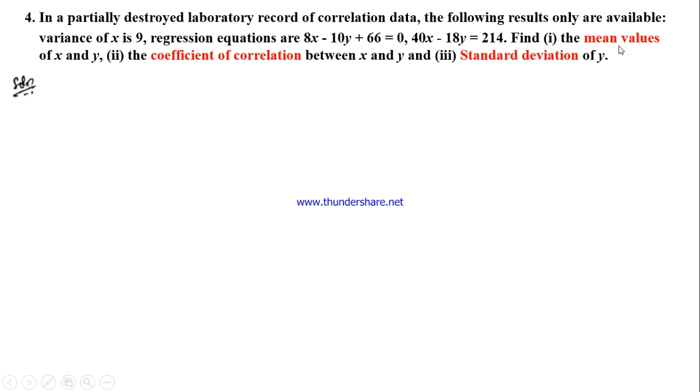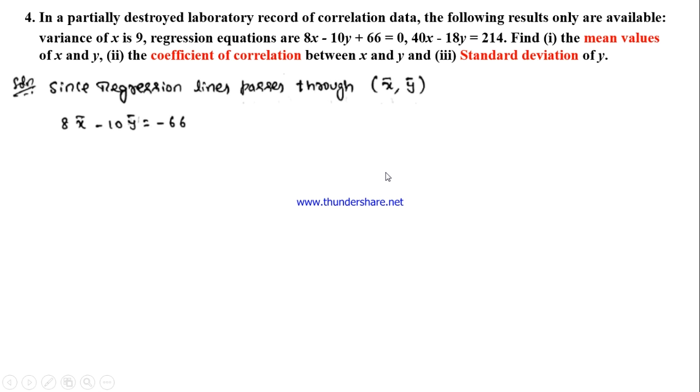First question is find the mean values of x and y. We know that regression lines always pass through x bar comma y bar, which means this x bar comma y bar satisfies these two equations. So now replace x by x bar and y by y bar in these two equations. And on solving these two simultaneous equations, we will get the answer x bar is equal to 13, y bar is equal to 17. That is, we found the mean values of x and y.